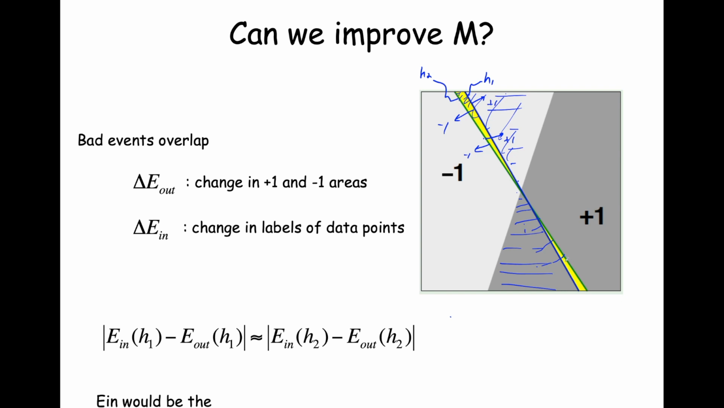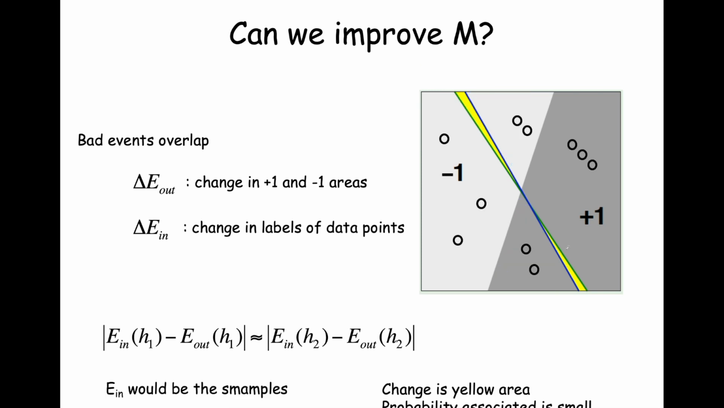Now, of course, if you have a change in hypothesis, a slight change, you can see their out of sample error is not very different from one another. They're very close by. And in fact, the difference in out of sample error between H1 and H2 is this yellow sliver here between the two hypotheses. And so if we wanted to look conversely at the in-sample error, the in-sample error would be at the examples. And so if we look at each of these data points, those are our in-sample points, and this is what we actually see in practice.